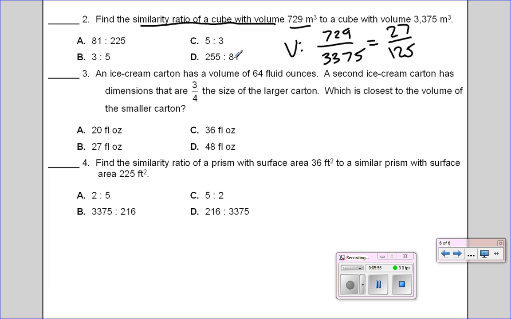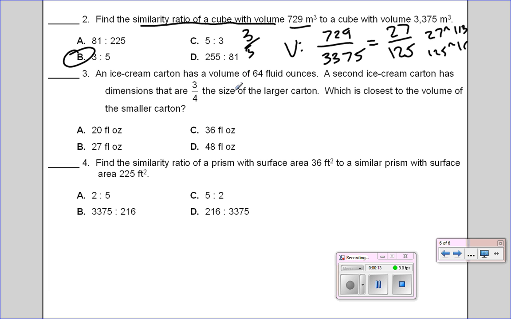The cube root of 27 is 3. The cube root of 125 is 5. Once again, you type in 27 raised to the 1 divided by 3, 125 raised to the 1 divided by 3. So 3 to 5 is B. Not 5 to 3, but 3 to 5.